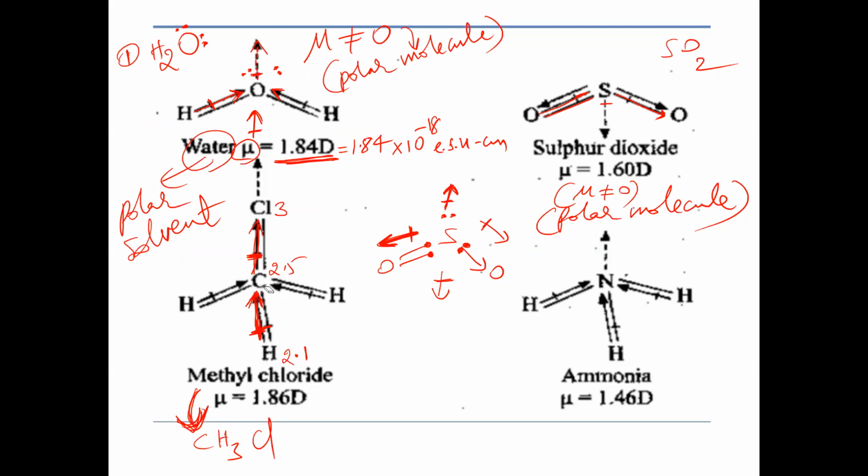Is the concept clear? Here also, these are C-H bonds and this is the C-Cl bond. So the bond moments of the C-H bonds and the C-Cl bond can never cancel each other. That's why methyl chloride has a dipole moment value of 1.86 Debye. That is the dipole moment of methyl chloride. Next, ammonia. Ammonia formula is NH3.